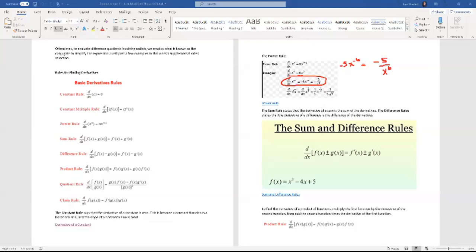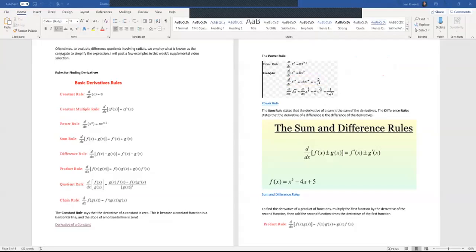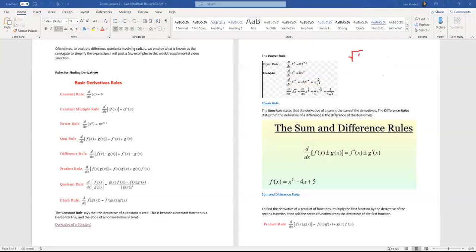Remember, the exponent rules say that if you have a negative exponent in the numerator, you may take that term to the denominator and make it positive. And the last example, we have the derivative of the square root of x. Well, remember that the square root of x is also x to the power of 1/2.